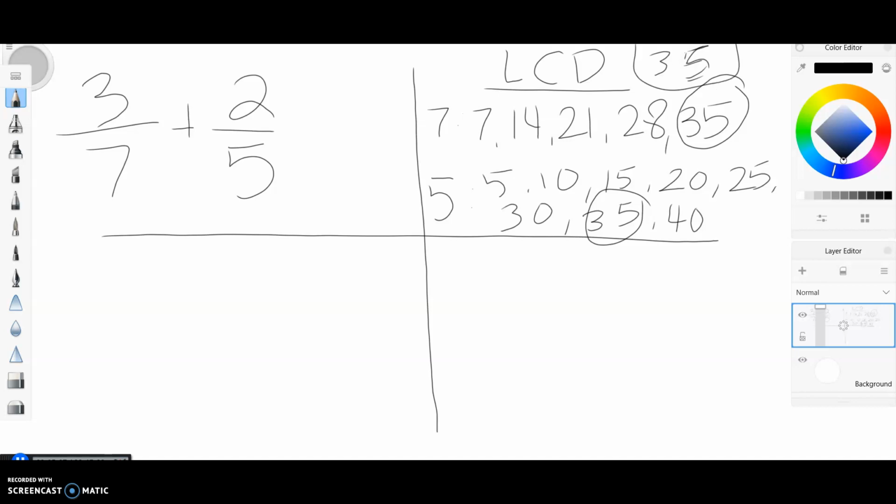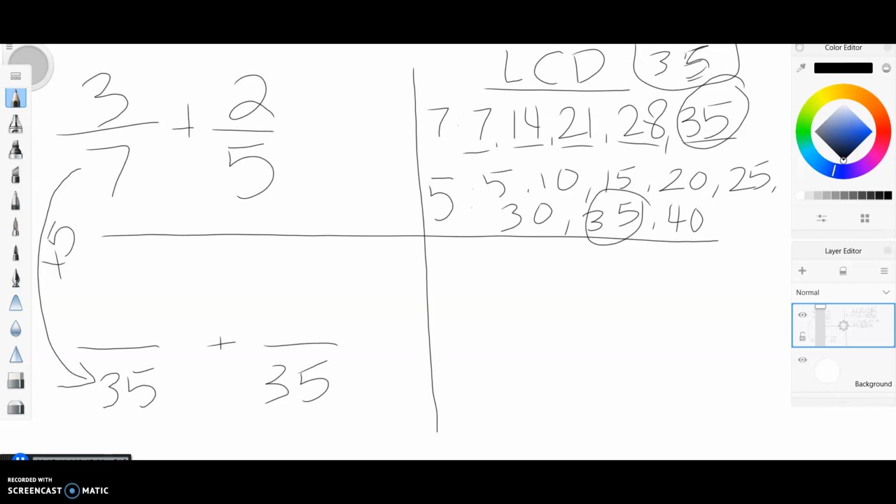Right, like I said earlier, all we have to do is change these fractions into new fractions with a denominator of 35. So I'm going to make those new fractions right here at the bottom. Next, how did we change 7 to 35? How many times did we count by 7 to get to 35? 1, 2, 3, 4, 5. So what I did was 7 times 5 to change 7 to 35. So I'm going to put times 5. Whatever I do to my denominator, I do to my numerator.